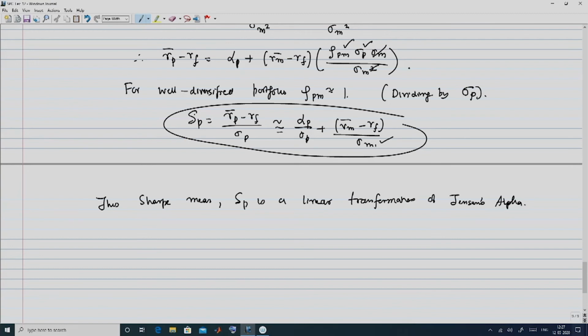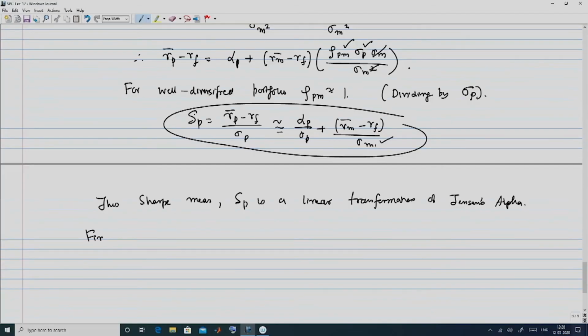So, we have looked at Jensen's alpha and its relation to the Treynor ratio and the Sharpe ratio. We are only left with one combination, how to connect the Treynor and the Sharpe ratio. So, finally, T p and S p can be linked to each other.